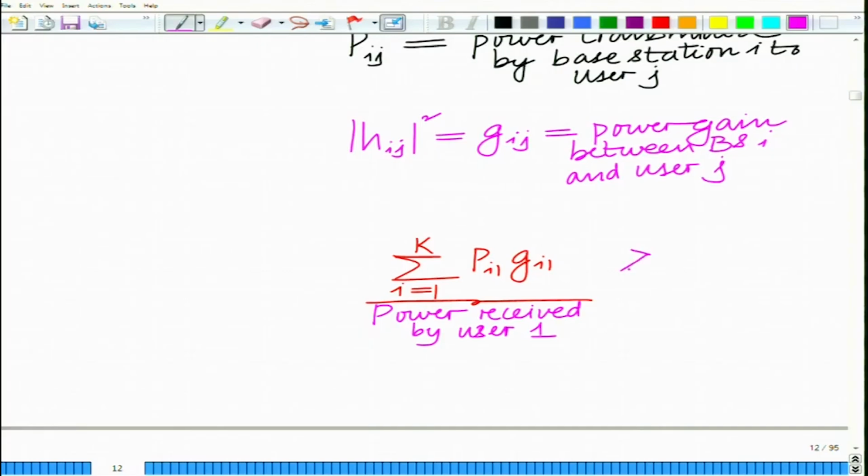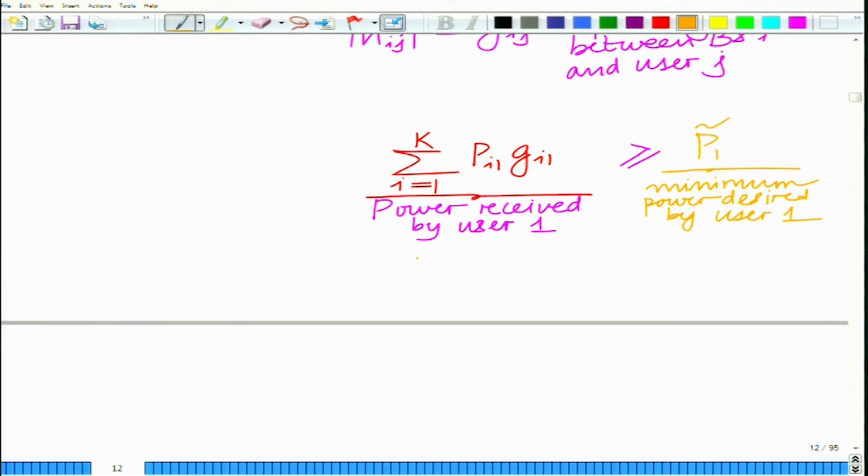And remember, we said this has to be greater than or equal to P1 tilde, which is the minimum power desired by user 1. So, the sum of the powers received from all base stations has to be greater than or equal to P1 tilde. This has to also hold similarly for the other users.